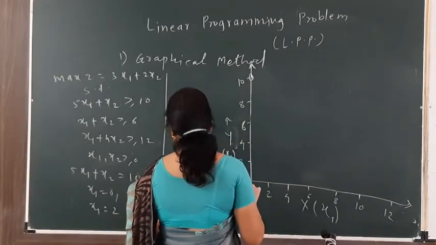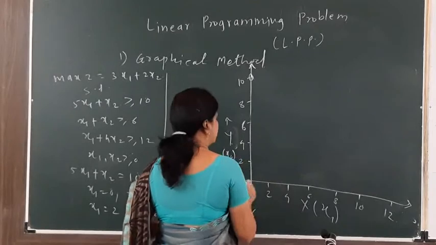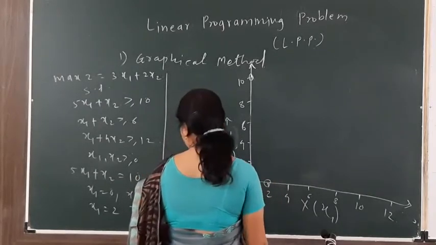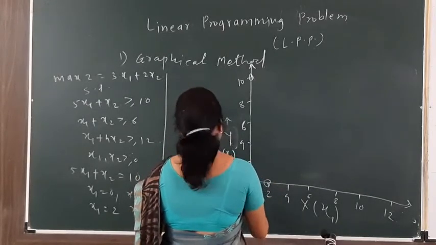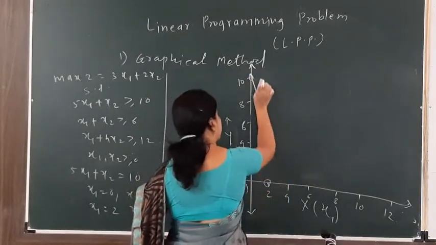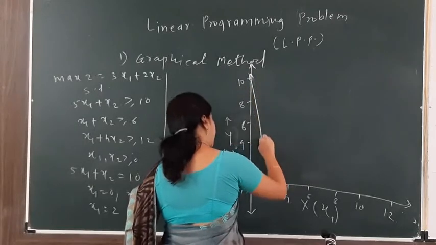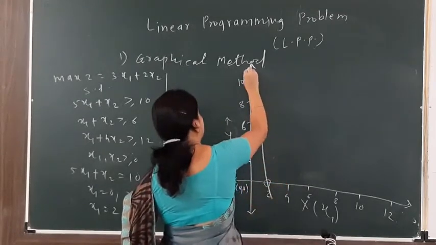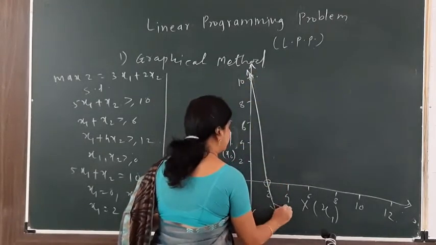Second point is 2, 0. So on x2 it is 0 and x1 is 2. So this is my first equation. Okay. So let me draw the line passing through these two points. This is my equation number 1.